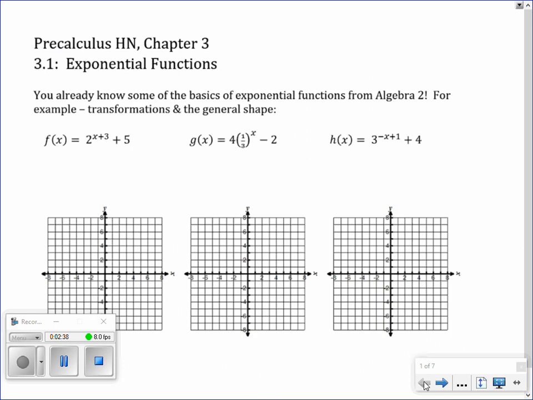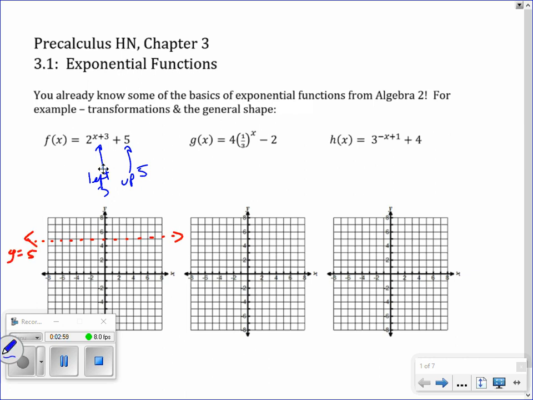All right, so you know that this is going to be a growth problem, and this thing is moved to the left 3, and it's moved up 5. Now that up 5 is going to change my asymptote. It was at y equals 0, but now it's going to be at y equals 5. All right, y equals 5, horizontal asymptote.